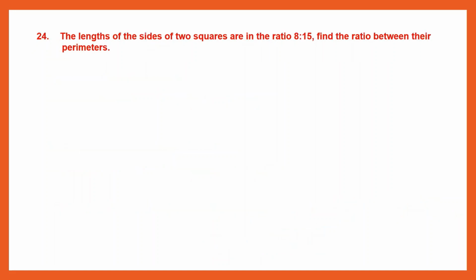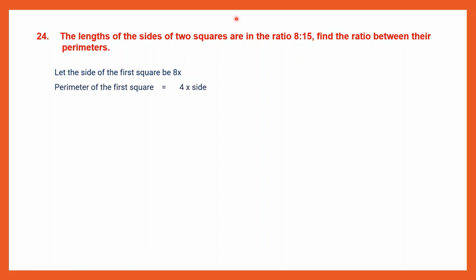Question 24. The lengths of the sides of two squares are in the ratio 8 is to 15. Find the ratio between their perimeters this time. So let the side of the first square be 8x because that's the first number in the ratio. So we've taken that as the side of the first square.